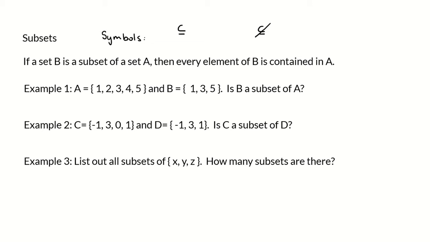A subset is a set that's contained completely in another set. So if a set B is a subset of A, that means that every element of B is contained in A. The symbol that we use means "subset of." So if A is a subset of B, or if B is a subset of A, in this case B is a subset of A, we would write that B is contained in A.